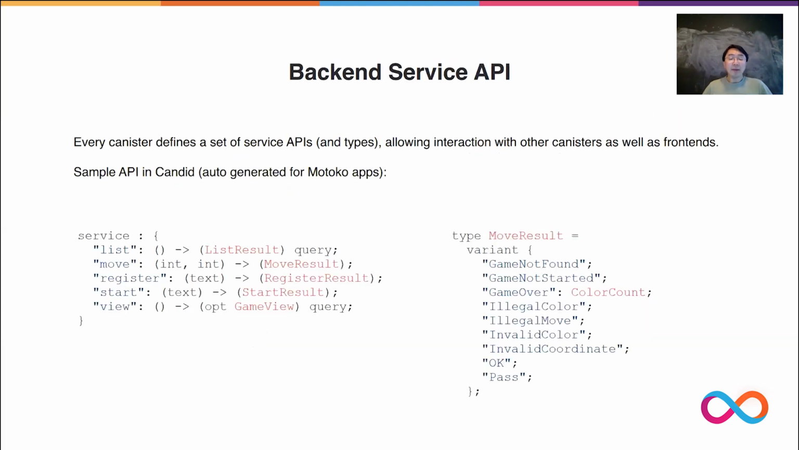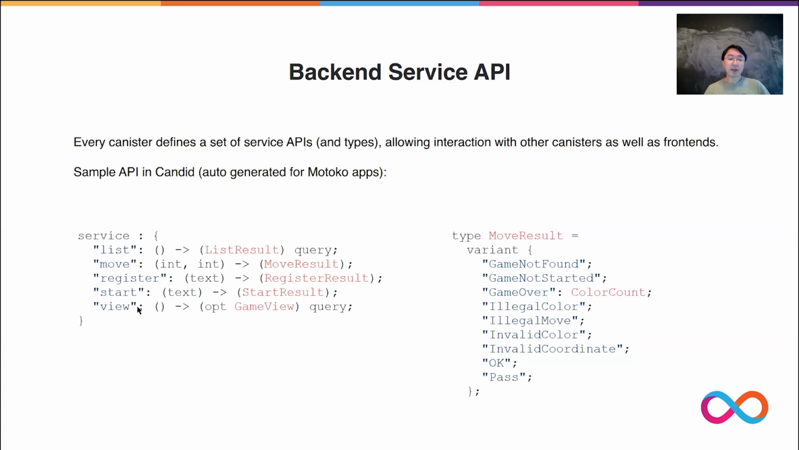A typical backend service will look like a collection of functions. This example I took from my Reversi backend canister. You can see there are a couple of functions. You can register a new user and it returns some result. This format is called Candid. Candid can be automatically generated from your Motoko code. This is all handled by the SDK, so you don't have to explicitly worry about those.